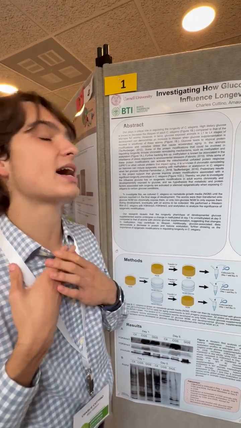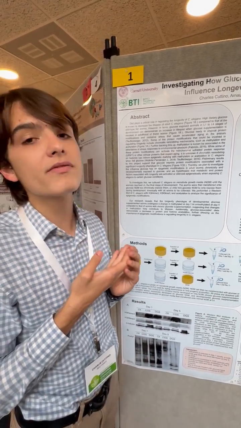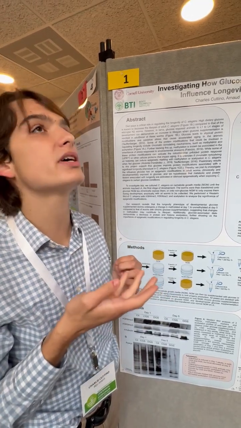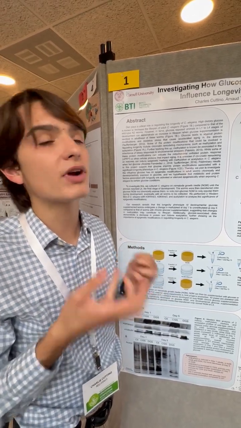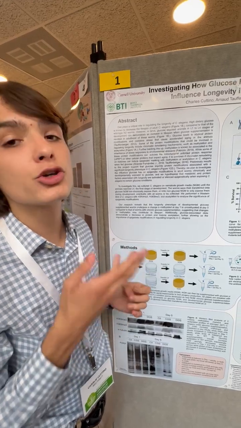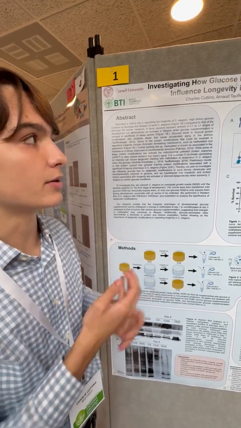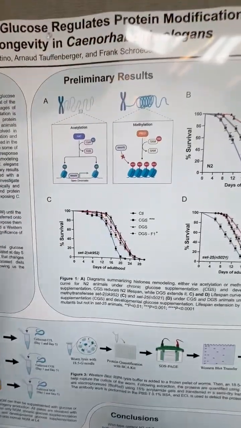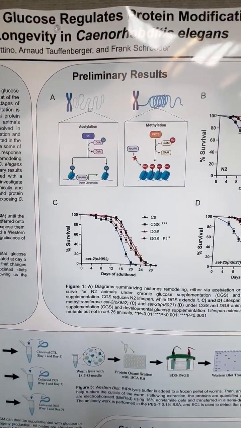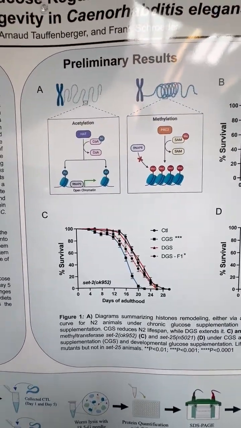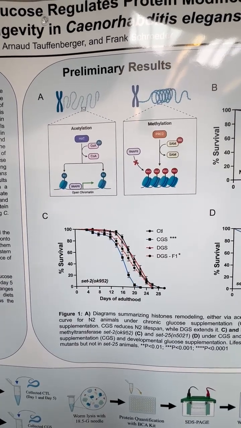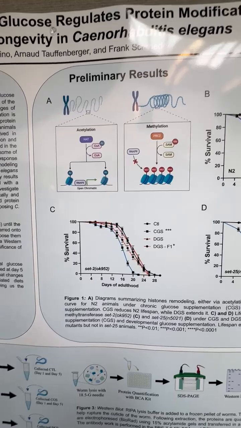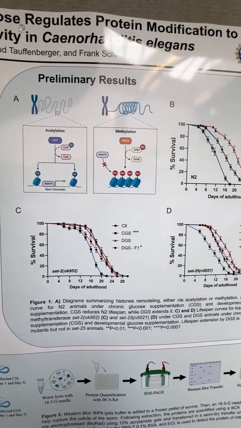So what my project is looking at specifically is one of the possible mechanisms behind this. So we're looking at epigenetics, which is essentially a form of gene regulation involving histone proteins and adding tags to mark them. So we are looking at acetylation and methylation. Acetylation activates genes to allow them to be transcribed and expressed, and methylation silences them and prevents them from being expressed. And we're going to be investigating that for my project.